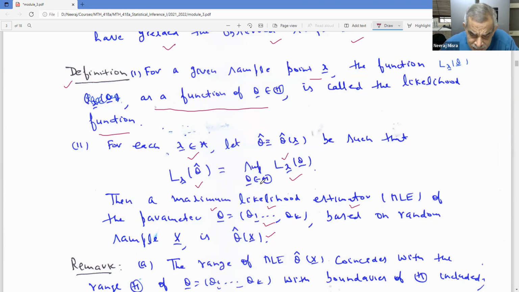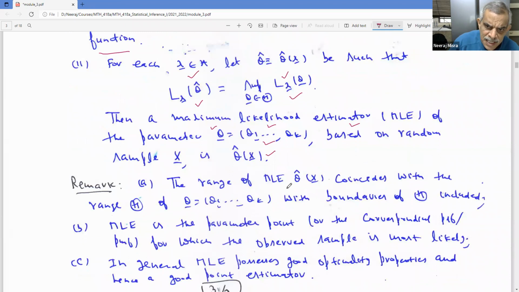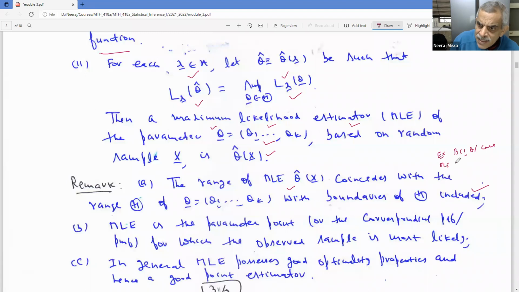Now note that when I take the supremum and this Theta is an open set, there is a possibility that your supremum may lie on the boundary, because that is well known, right? When you are looking at the supremum of a function, the supremum may lie on the boundary. So one thing you have to note over here is that the range of the MLE theta hat(X) coincides with the range of theta with boundaries of theta included. So for example, in the binomial(1, theta) case, your MLE may take the value theta, may take the value 0.